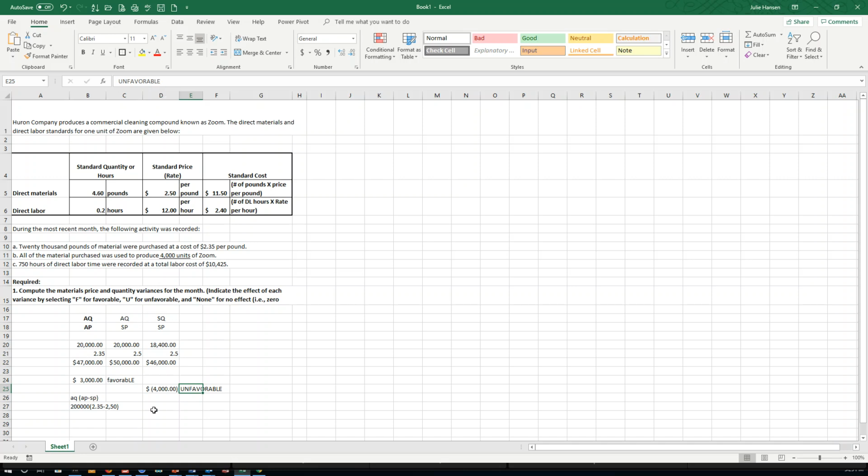Now, was there a shortcut for this, just like there was a shortcut for the price variance? Yes, there is. You could have taken SP times the AQ minus the SQ, and that would have given you the same thing. So in this case, our standard price was $2.50. Then I would have taken the 20,000 and subtracted the 18.4, and I would have gotten the same thing. Alrighty, so I hope that helps.